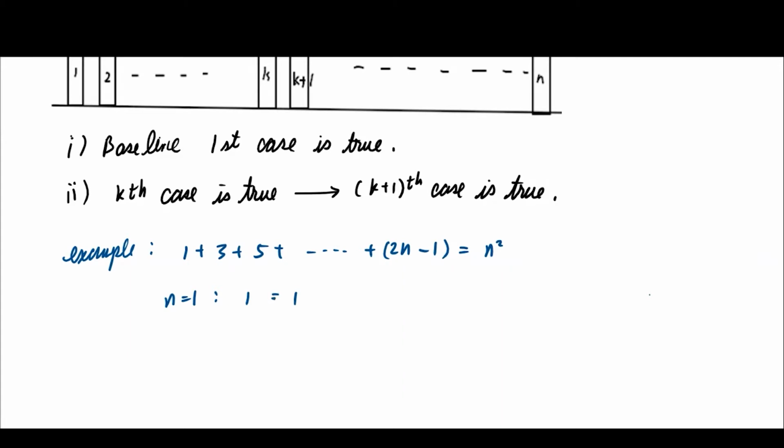On the right-hand side you have this, which is true now, isn't it? And then when n is equal to 2, on the left-hand side you have this, and on the right-hand side you have this, which is still true, isn't it? And then n is equal to 3, and then 1 plus 3 plus 5, and the right-hand side is this. Oh, that's still true. You know what I'm saying?